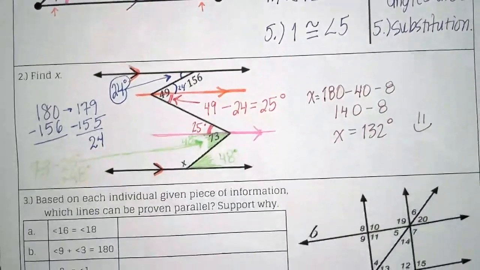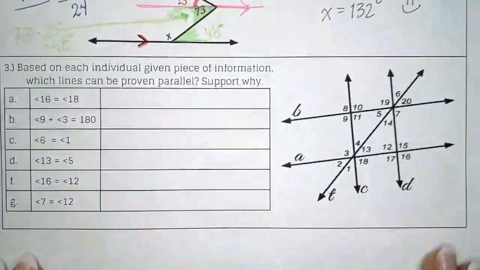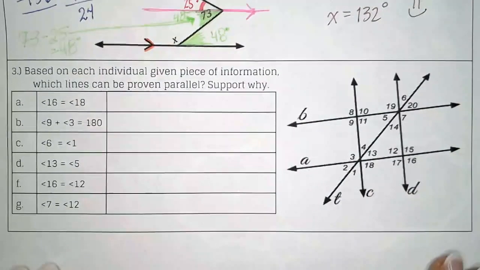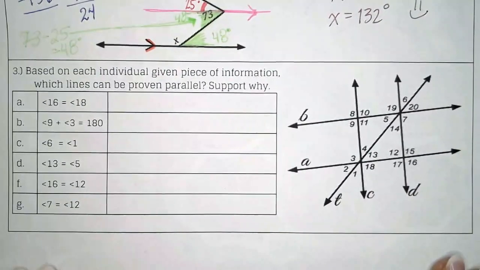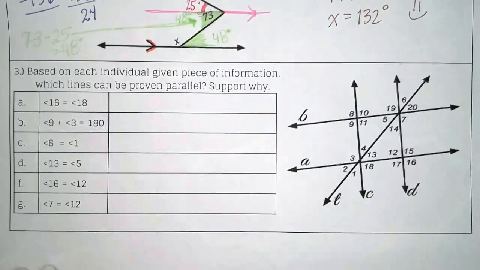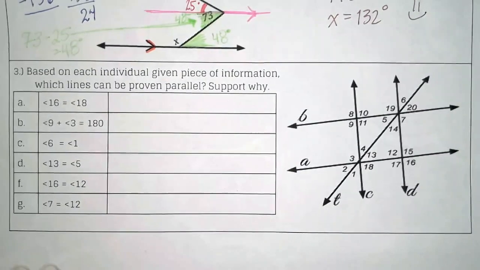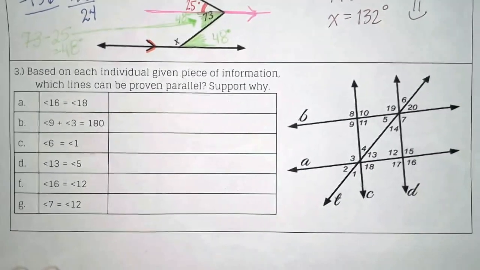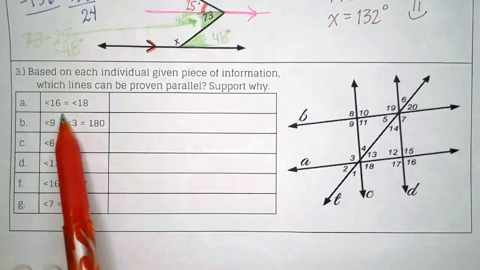Okay? Next, this set. Based on each individual given piece of information, which lines can be proven parallel? Support Y. You got to make sure you support Y. We can do it. So, what do we have here? Angle 16. Now, these are erasable pens, so I'm going to be able to erase when I mark things up a bit. Angle 16 equals angle 18.